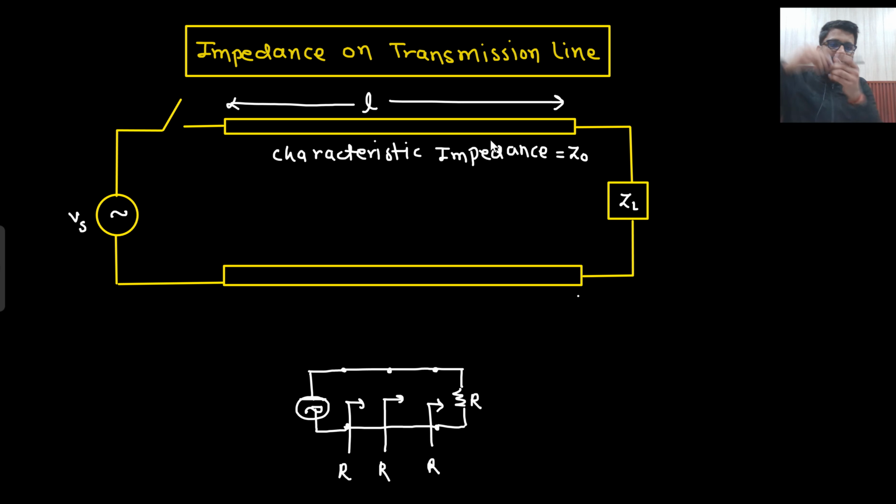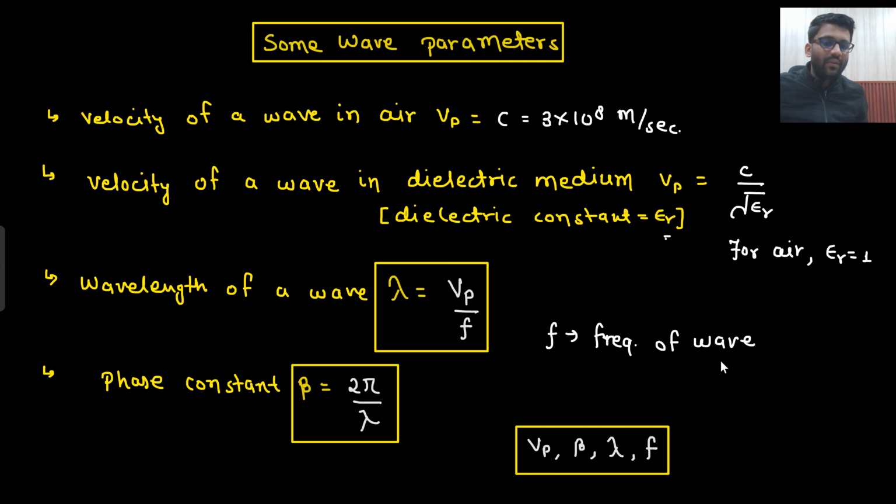Now there are two wires, no? One wire and another wire. Between the wires there could be any medium. It could be air, it could be water, it could be glass. Between the wires there could be any medium, and that medium can have its dielectric constant.